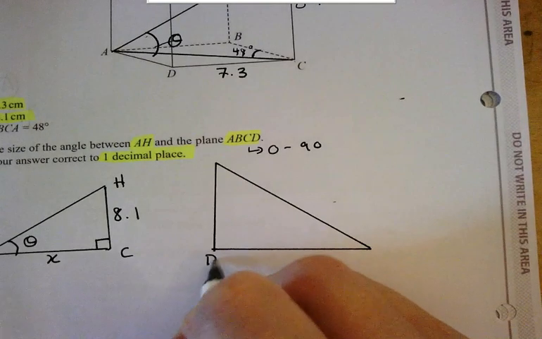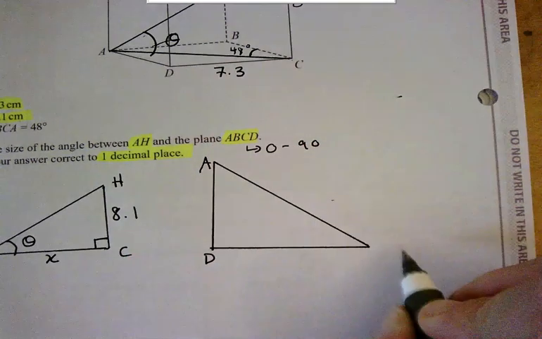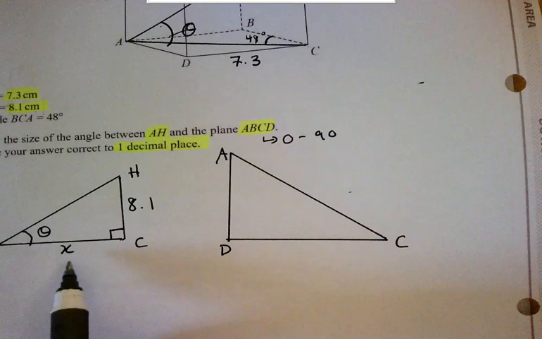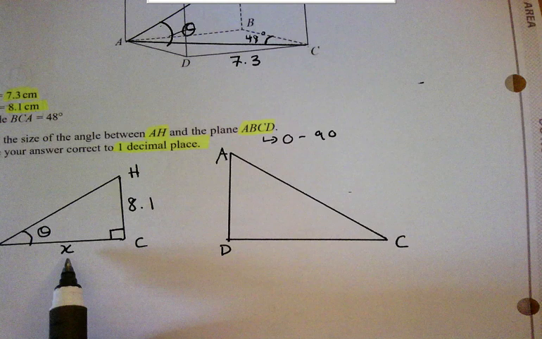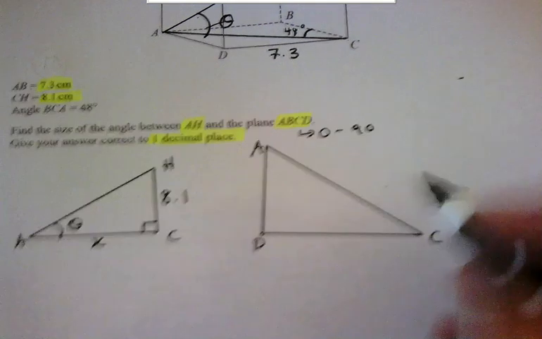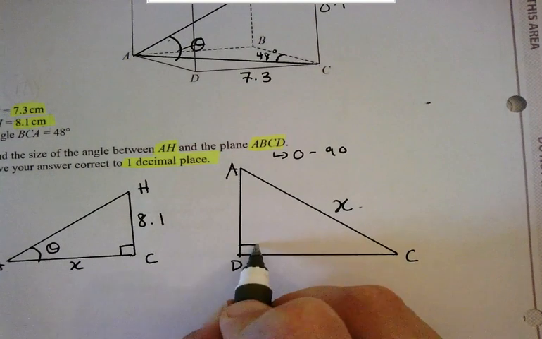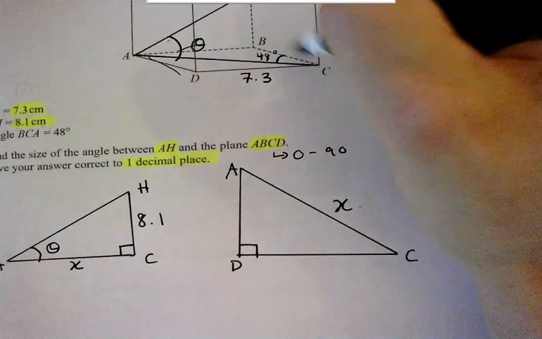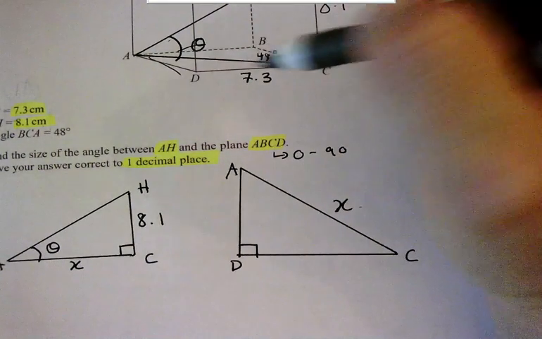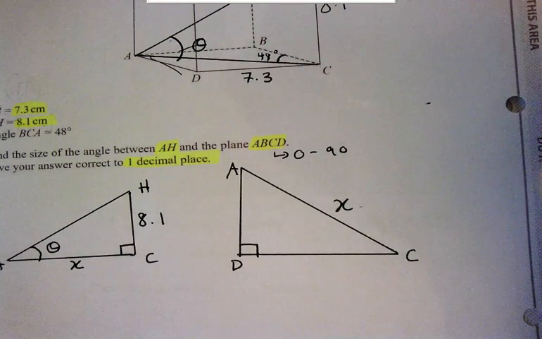So this is D, this is A, this is C, and I'm trying to find AC so that I can work out this angle. So I'm trying to work out this length, AC. I know that this is a right angle because it's part of a rectangle. All of the faces are rectangles, if it's a cuboid.